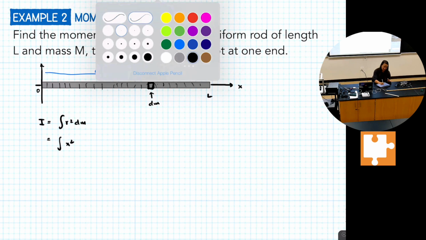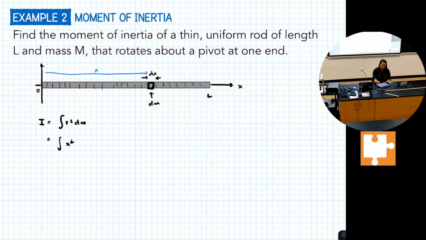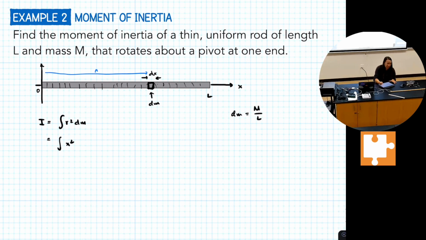It's really that simple. So for dm, we know that dm should be equal to m over L, the density, times dx. Just like we did for center of mass, okay? So everybody understanding why we're converting dm to dx and how we're doing it? So this is just density, mass divided by length times length.